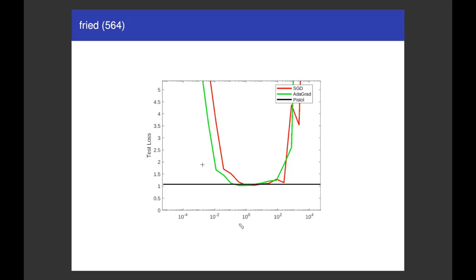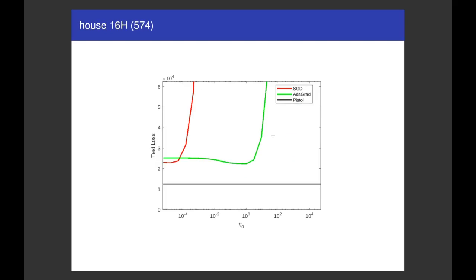So here again, it's the same story. Again, 1 was perhaps a good learning rate on this particular data set, but we still see that there's a lot of sensitivity. And finally, there are some data sets where no matter how you tune the learning rate, you do way worse than Pistol. In the previous ones, there was maybe not a huge difference, but here you can see that this is the first time there's actually been a gap, and Pistol is the winner.